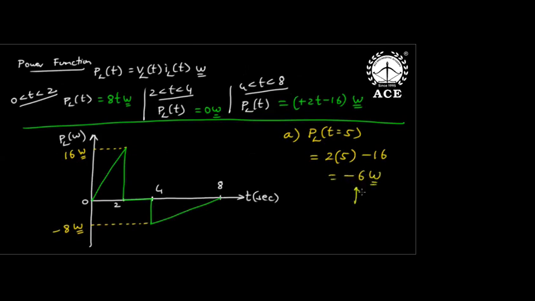Minus 6 watts means the inductor is releasing energy at that instant. Negative power means it is releasing. Positive power means the inductor is storing. Globally, inductors and capacitors are passive, but when they release energy, they are said to be active, or a source. I told such points. That is why here minus 6 means it is releasing energy.